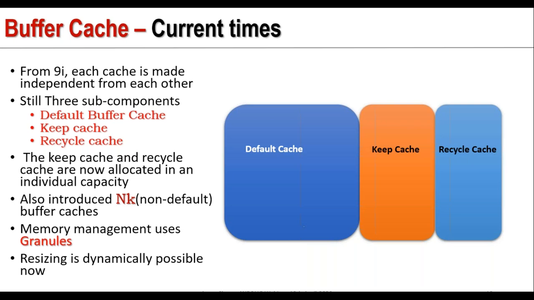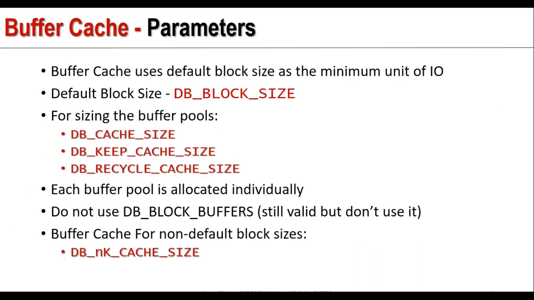And of course, as I mentioned, it is dynamic in nature, and that means the buffer cache is modifiable even when the instance is running. It is maintained by these parameters. Of course, the default block size, or the unit of IO, is going to be DB block size, which is set to 8 KB still.